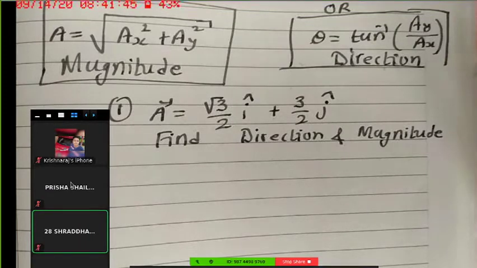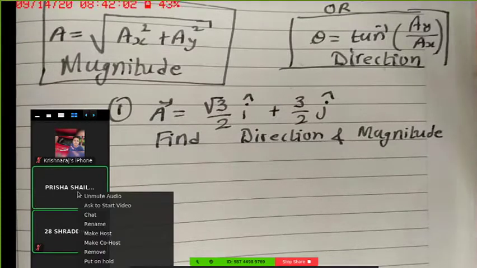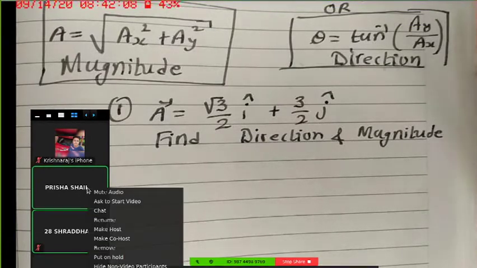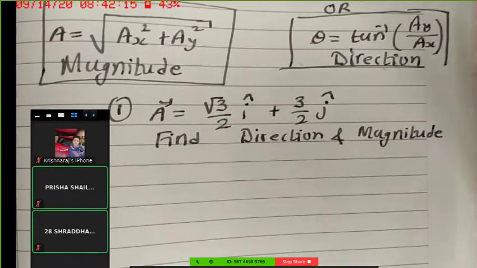Prisha, does your camera work? Krishna Raj, you be ready. It's good. You will be the next one. Prisha, show your work. Krishna, you show your work.